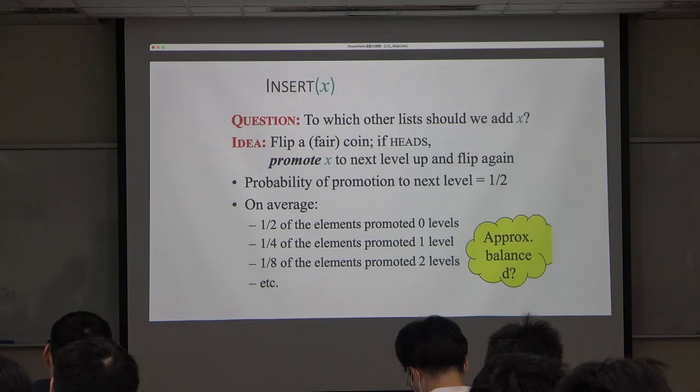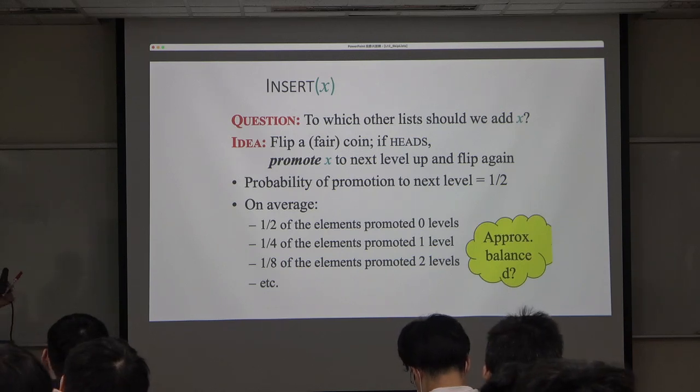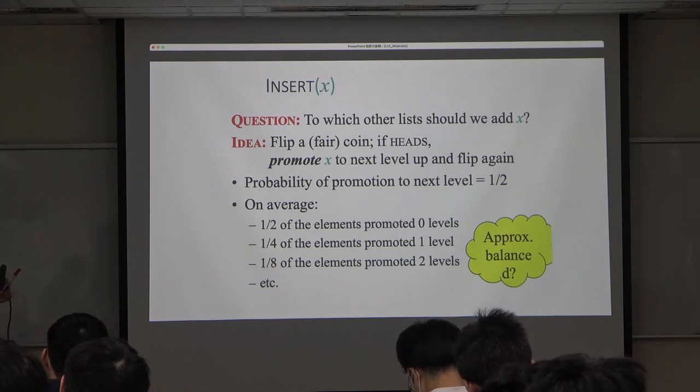skip list above level 1 has about half of the previous list in terms of the size, right? The bottom list, the size is n. The second to the bottom, the size is n divided by 2, and then the next one is n divided by 4, and so on, right?